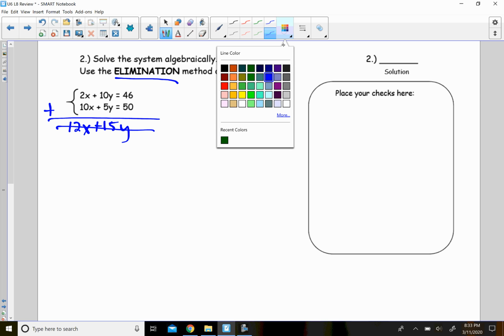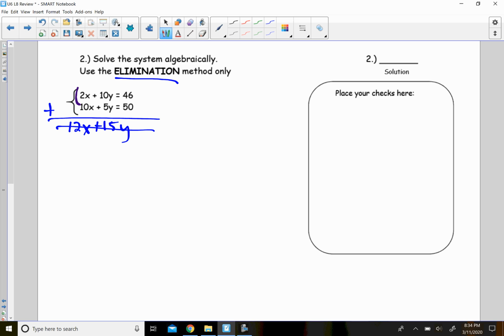Nothing eliminated, so I can't use it the way it is, but I can rewrite it. If I look at the expressions, I have 2x and 10x. I can take 2 times 5 to make 10, but I also can take 5 times 2 to make 10. So you can choose either x or y. I'm just going to go with the x's. 2 times 5 is 10, but I want negative 10, so I'm going to multiply by negative 5. But I have to do all 3 pieces of the equation to keep it an equivalent equation. So that will become negative 10x minus 50y equals negative 5 times 46, which is negative 230.